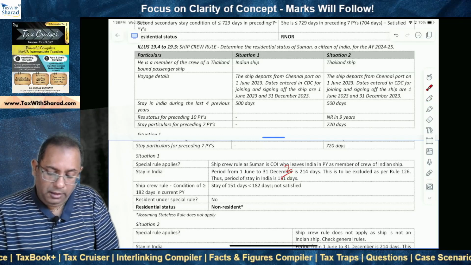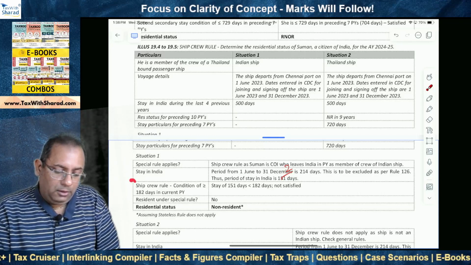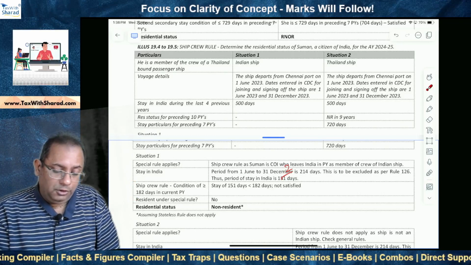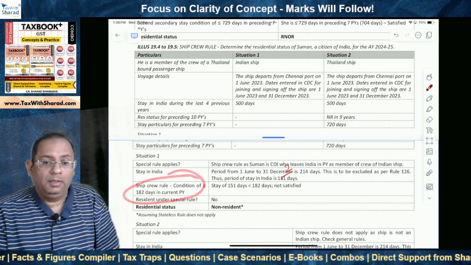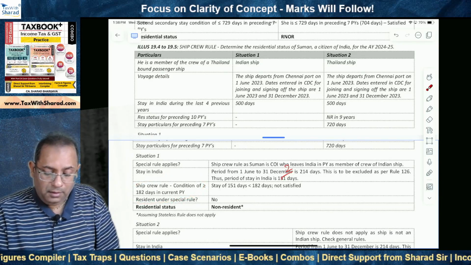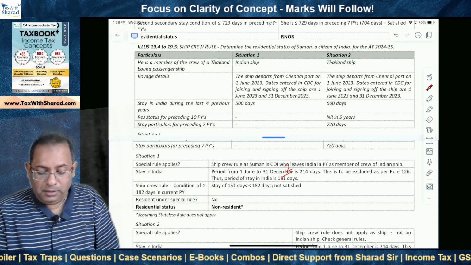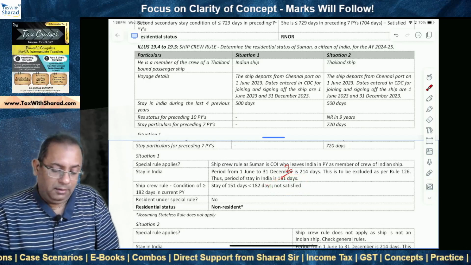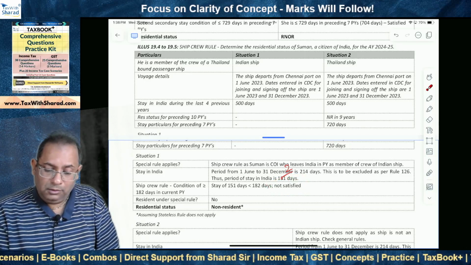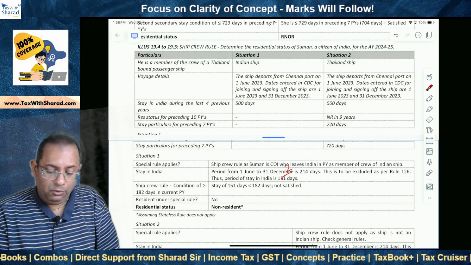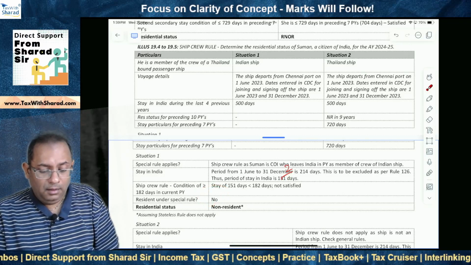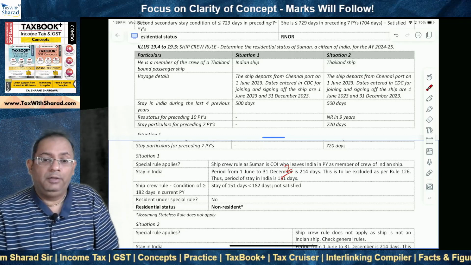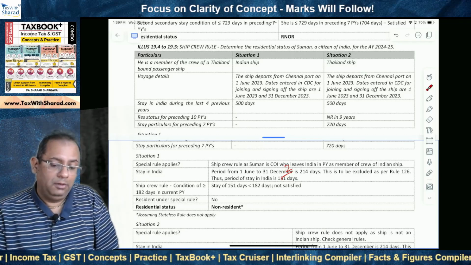So 152 days. Now when we talk about the ship crew rule, what was the basic stay condition to become a resident? The person should be in India 182 days or more in the previous year, and in this case we have 152 days, which is less than 182 days, so this condition is not satisfied. Therefore, is Suman a resident under the special ship crew rule? No, he is not a resident. Since a special rule applies, we need not check the general rule. We need to go straight to the stateless rule.